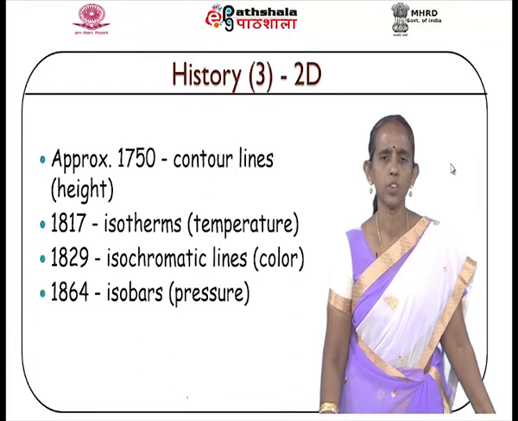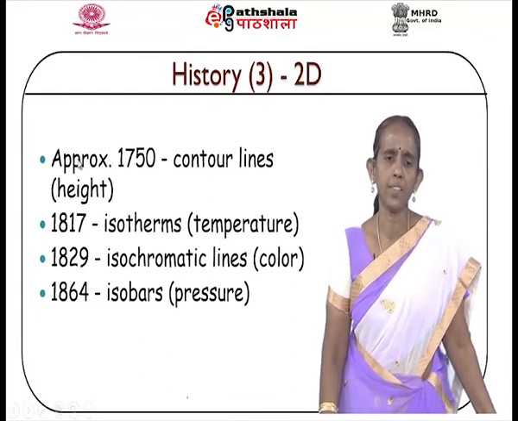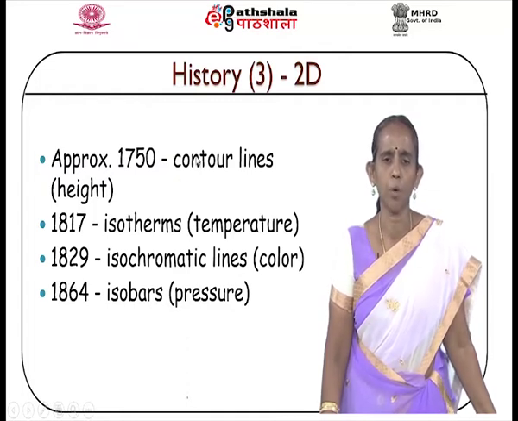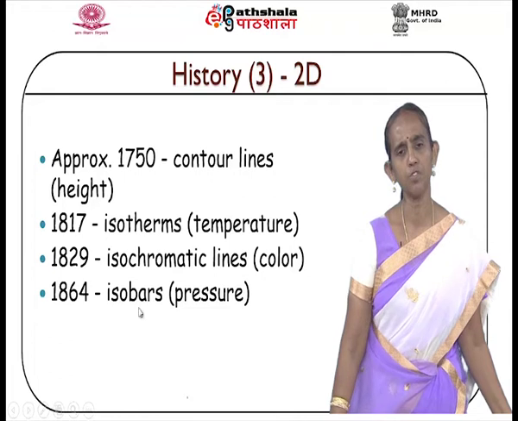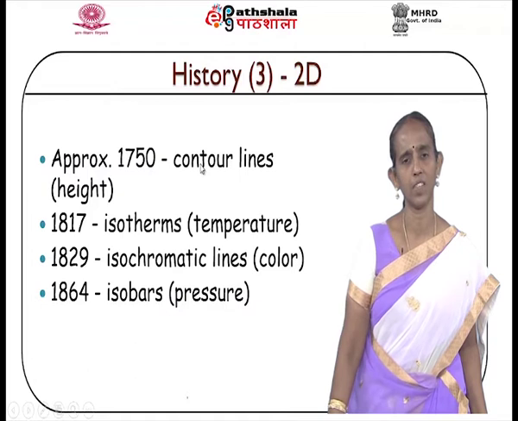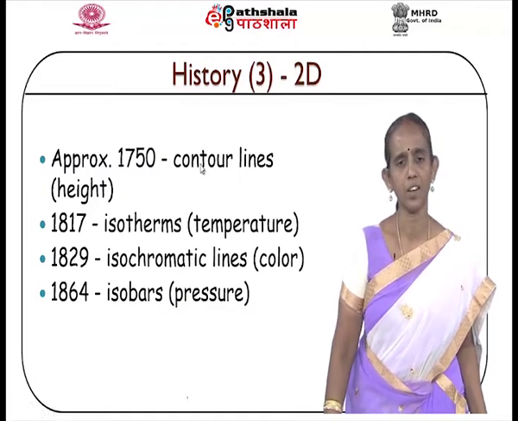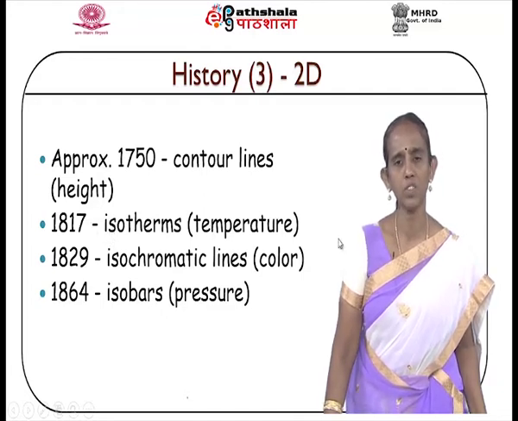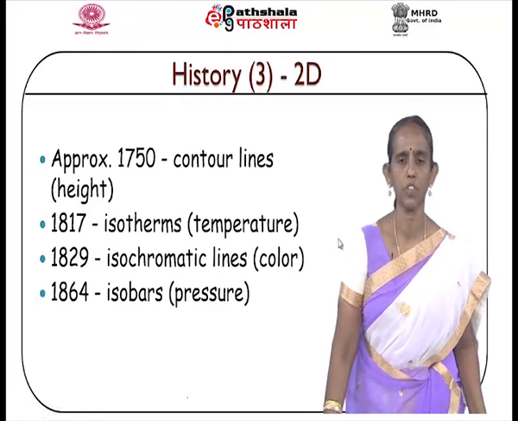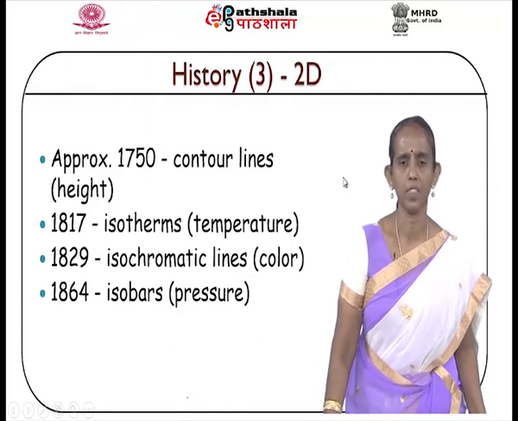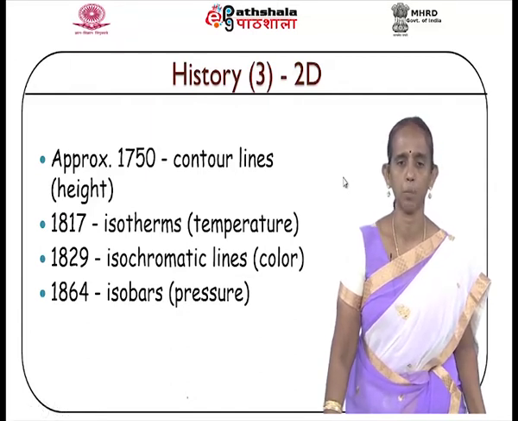An extension to this, approximately in the year 1750, the data set was represented in the form of contour lines, where heights of regions are represented as contour lines. Then later, in the year 1817, isotherms were drawn, where regions that have the same temperature are joined using lines called isotherms, and they form a chart called an isothermal chart.